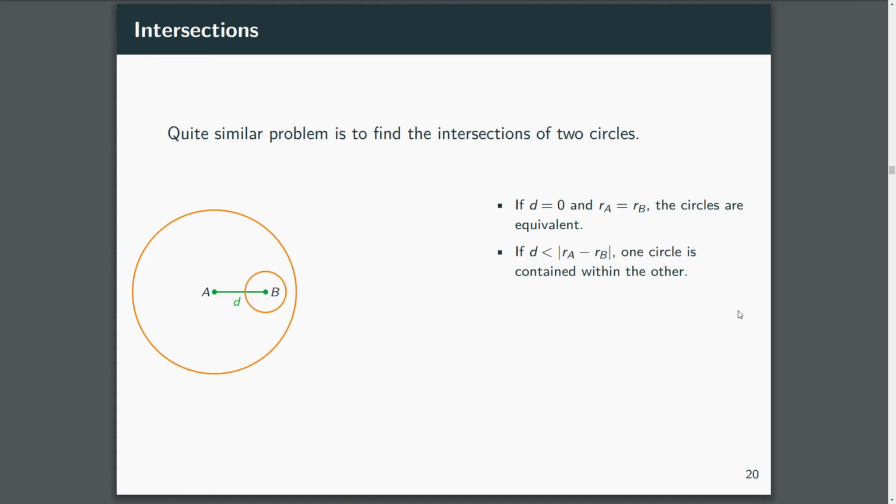We also have a case where the distance between them plus the smaller radius is less than the larger radius. That means that the smaller circle is contained in the larger one. So you take the distance plus the radius of the smaller circle, and that cannot reach the size of the larger radius. So it doesn't reach the edge here. And you can denote this as: d is less than the absolute difference of the two radii.